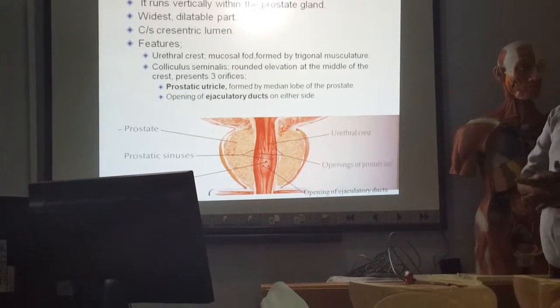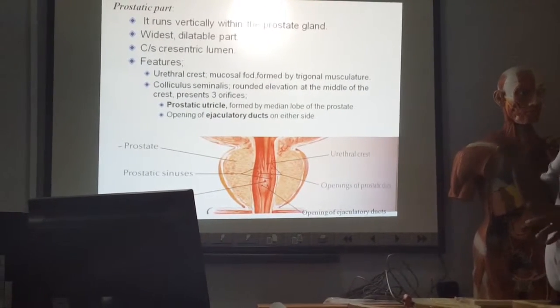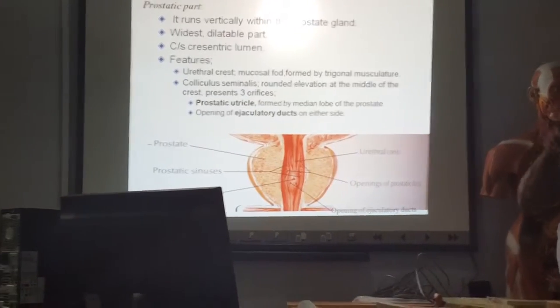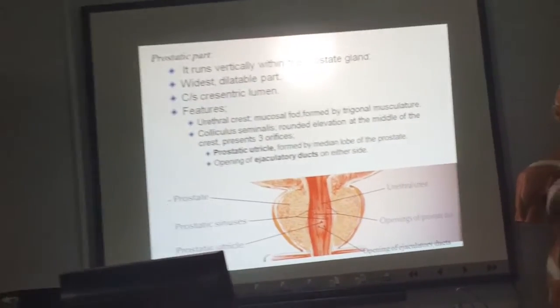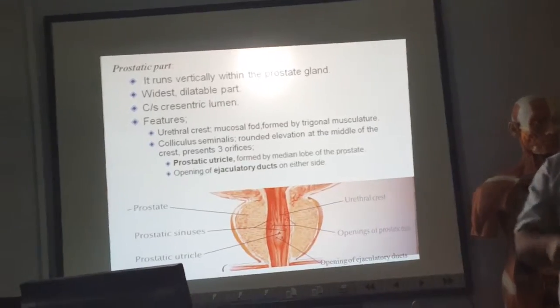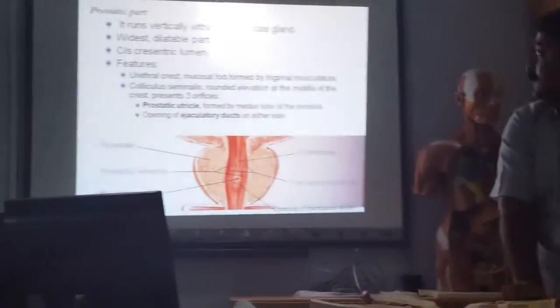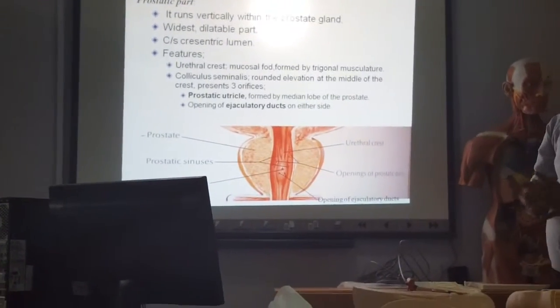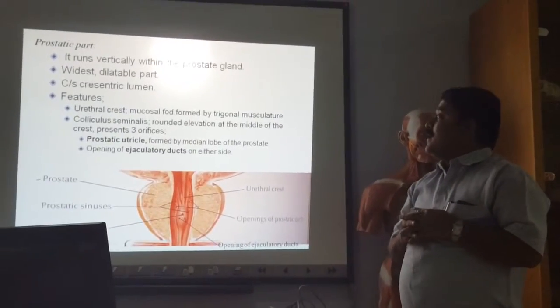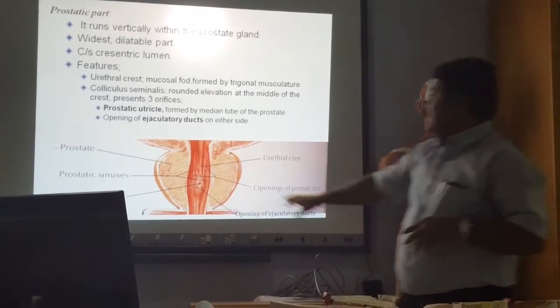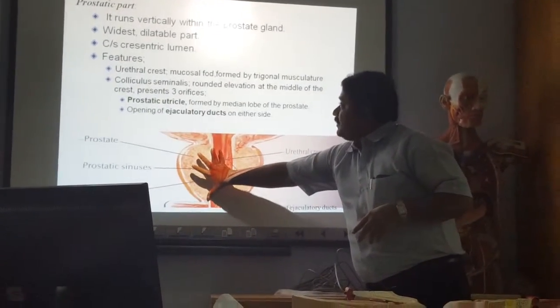Next is the prostatic part of the urethra. It runs vertically within the prostate gland. See here, the prostate gland; this part is the prostatic part of the urethra. On cross section, it has a crescentic lumen and a urethral crest. See here, the prostatic part of the urethra.